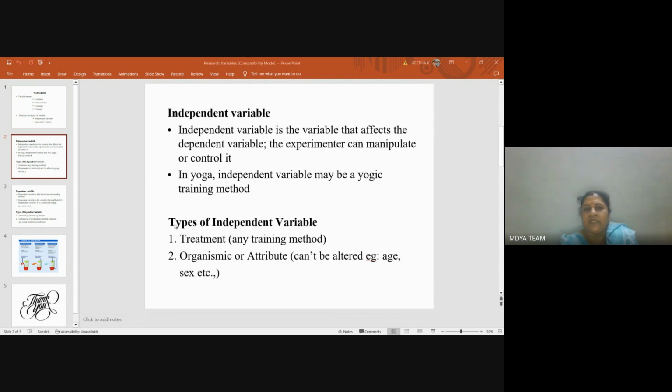So what are the types of independent variable? Any treatment, as we have already told, any training methodology is called an independent variable. And then an attribute that cannot be altered. Here they have put age as cannot be altered, but this is a relative term.